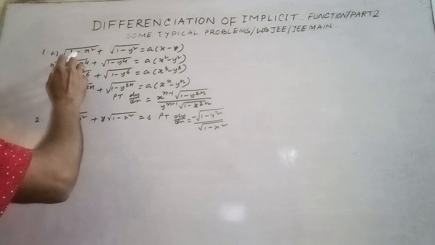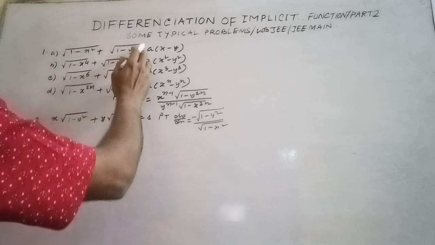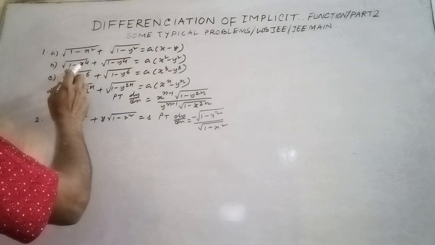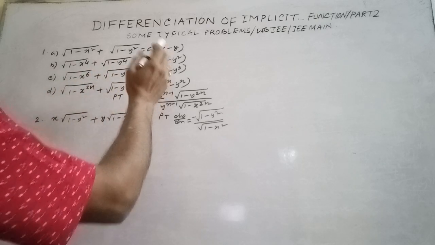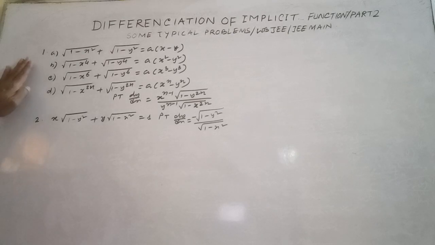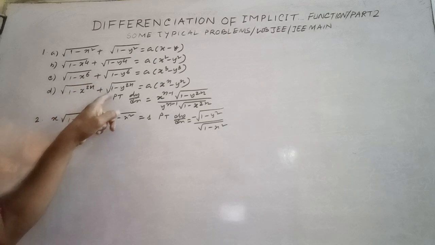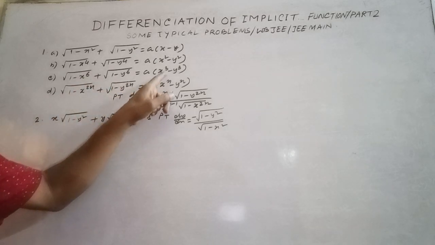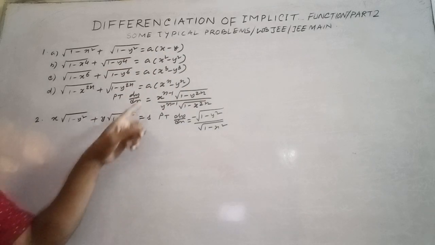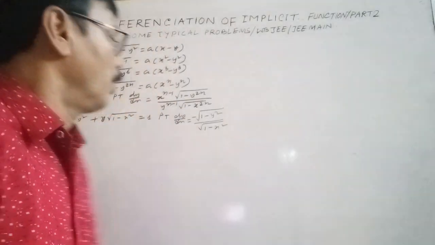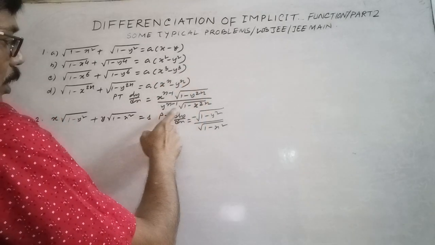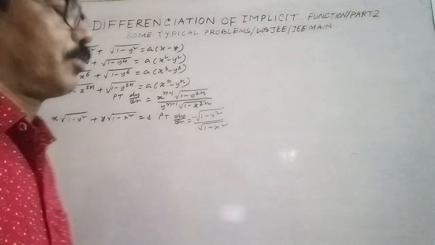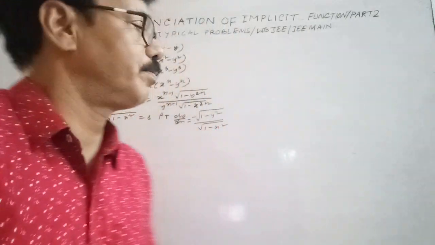Look: root over 1 minus x square plus root over 1 minus y square equals a into (x minus y); 1 minus x to the power 4 plus 1 minus y to the power 4 equals a into (x square minus y square). So A, B, C, D. D: root over (1 minus x to the power 2n) plus root over (1 minus y to the power 2n) equals a into (x to the power n minus y to the power n). Prove that dy/dx equals x to the power n minus 1 into root over (1 minus y to the power 2n), divided by y to the power n minus 1 into root over (1 minus x to the power 2n).